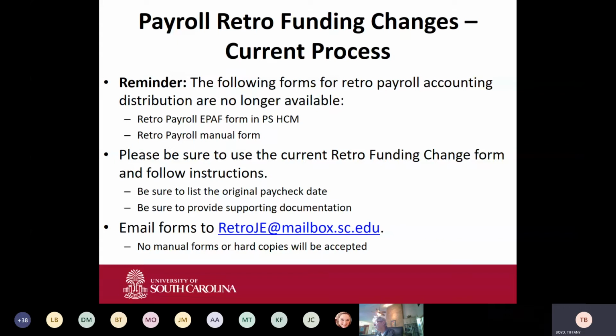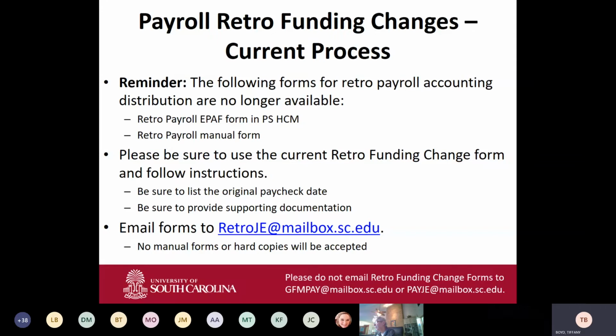So if it's already been retroed once, make sure that you're digging into the details to get the original paycheck date and not the date of the RPay. And then always make sure that you're providing supporting documentation and that you're submitting those forms to the retro JE mailbox. And just a reminder, no manual forms or hard copies will be accepted. So if you want to get it processed, make sure that you're using the right form and submitting it to the right mailbox.